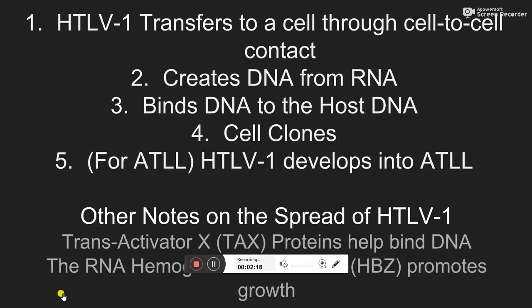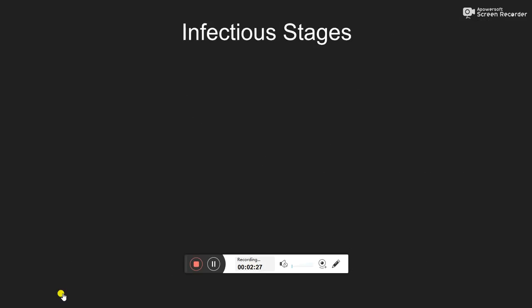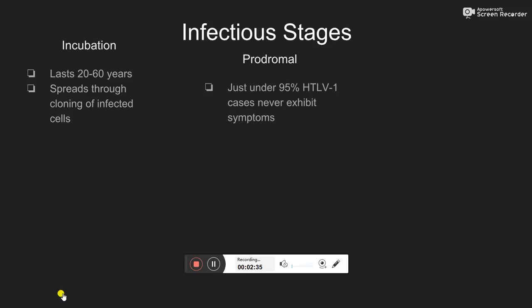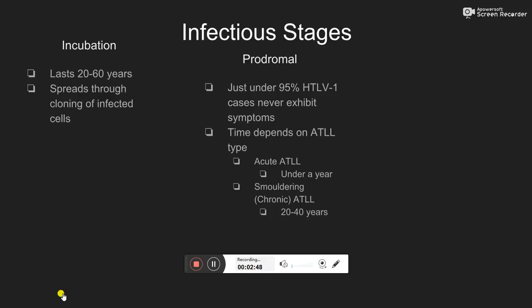HTLV1 is an infectious disease with an incubation period of about 20 to 60 years, spreading through these cloning cells. Its prodromal period doesn't matter very much for the 95% of cases that never exhibit symptoms, but if it develops into ATLL, it can develop into two types: acute, where the prodromal period is under a year, or smoldering, which is chronic ATL, and it can last 20 to 40 years. Symptoms include fatigue, thirst, nausea, and vomiting.